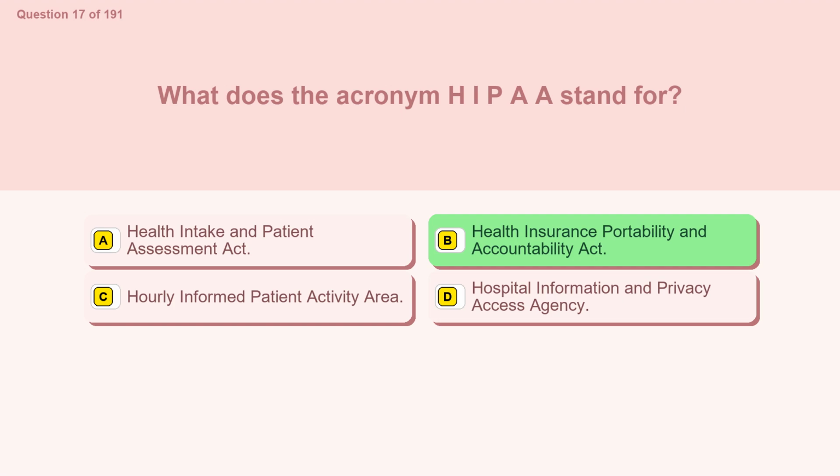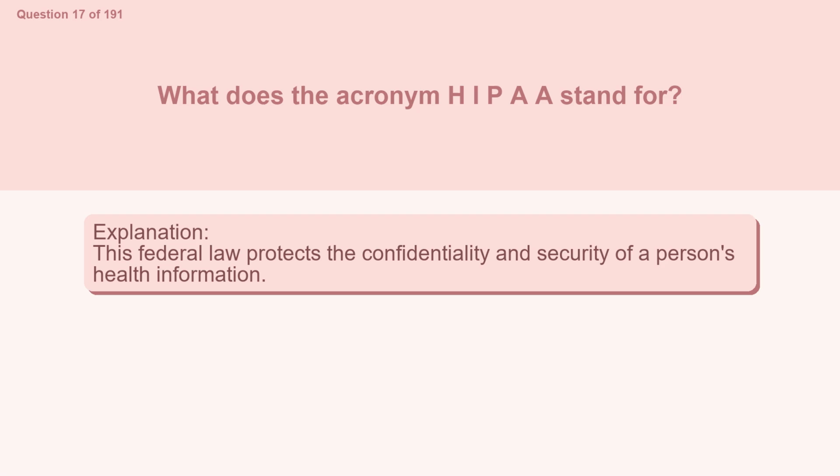The correct answer is option B. Health Insurance Portability and Accountability Act. This federal law protects the confidentiality and security of a person's health information.